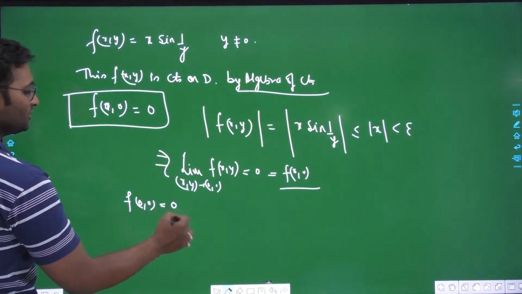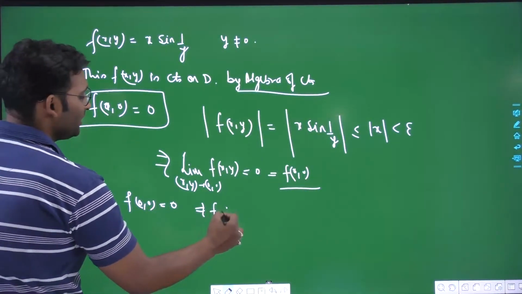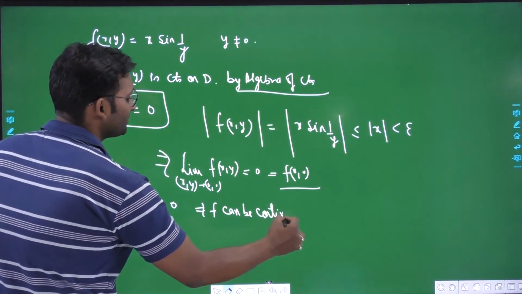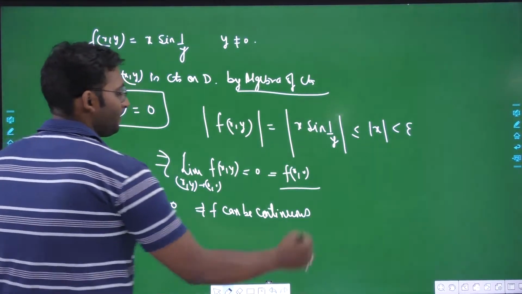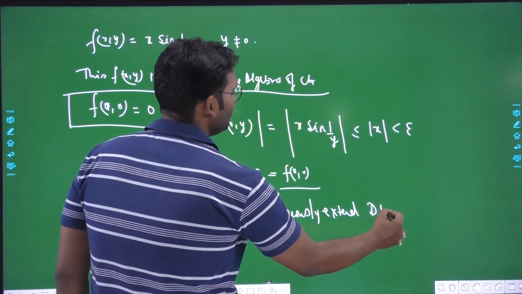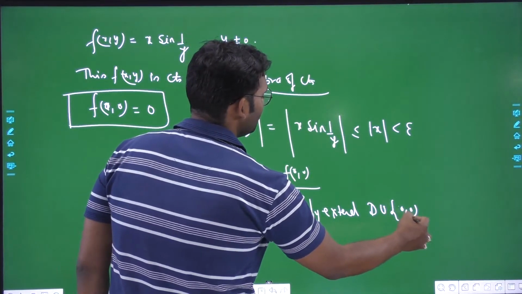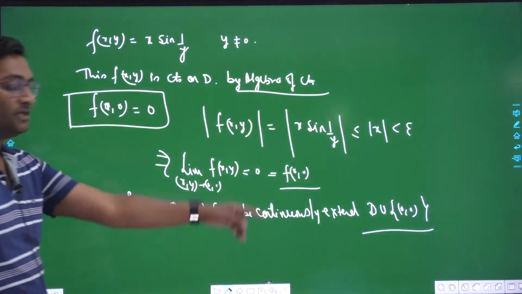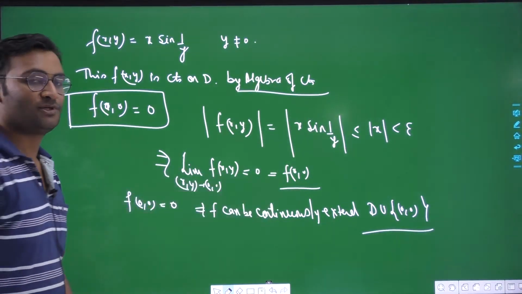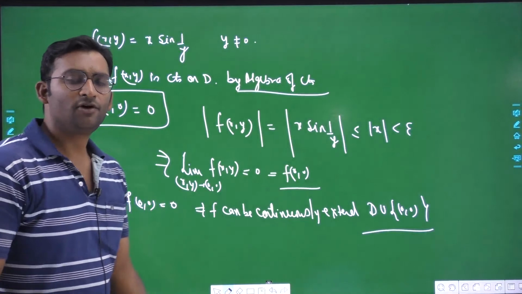So therefore f can be continuously extended over the domain D union (0,0). So over the domain D union (0,0), your extension can be made by redefining the function at (0,0) by 0. Now what about R square?